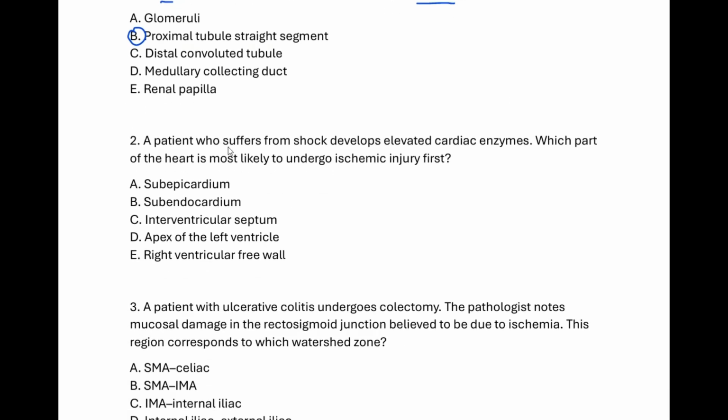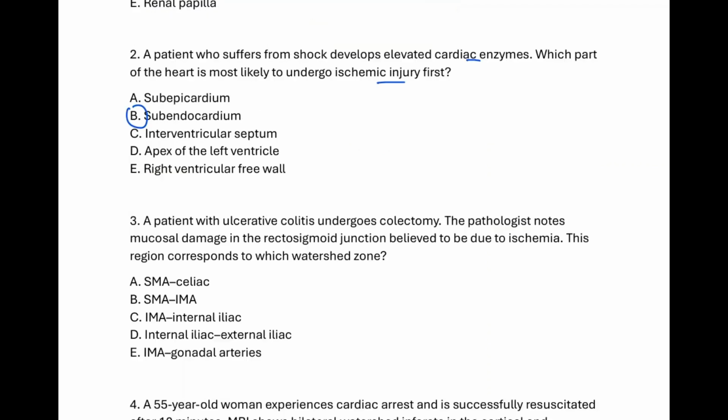Next one, a patient who suffers from shock develops elevated cardiac enzymes. Which part of the heart is most likely to undergo ischemic injury first? The best answer there would be the area that is farthest away from the blood supply, and that would be the subendocardium. Next question.